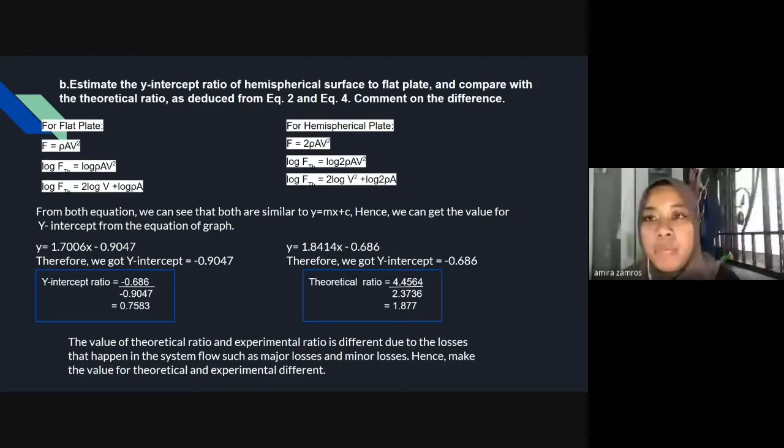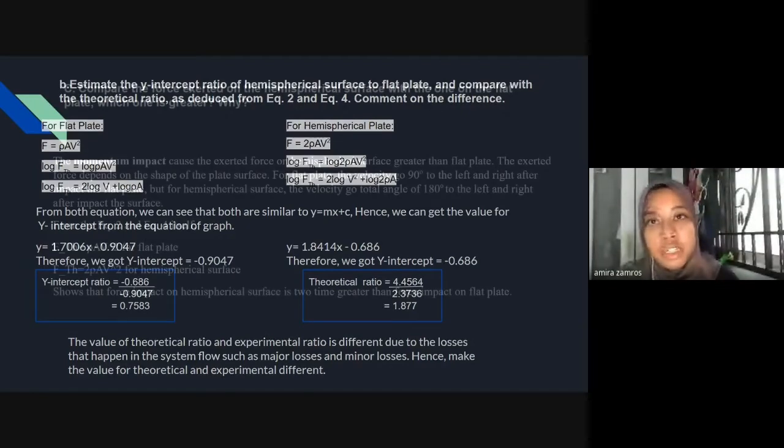And for the theoretical ratio, we must divide the Newton value, which is 4.4564 over 2.3736. So the values of the theoretical ratio and experimental ratio are different due to the losses that happen in the system flow, such as major losses and minor losses. Hence, the values for theoretical and experimental are different.